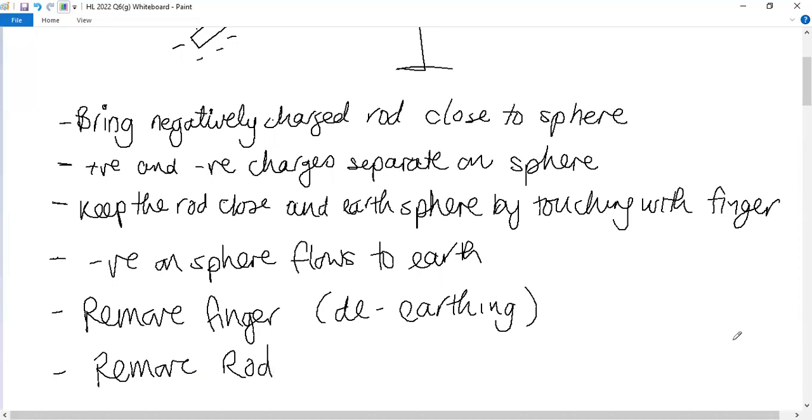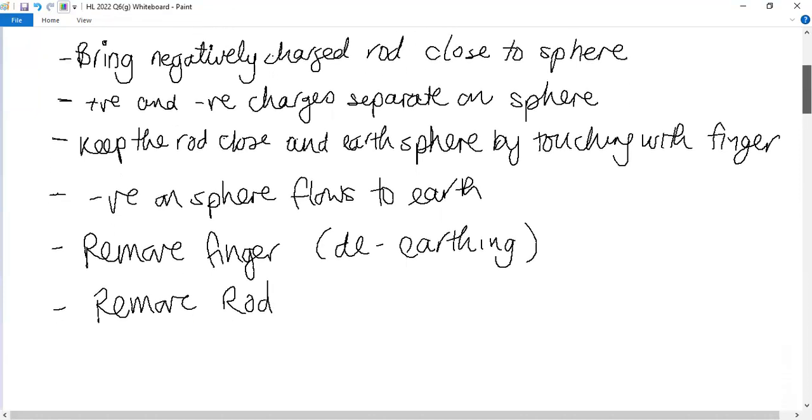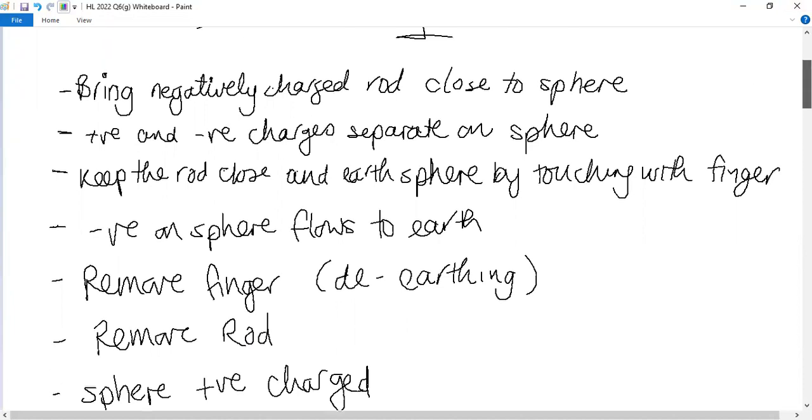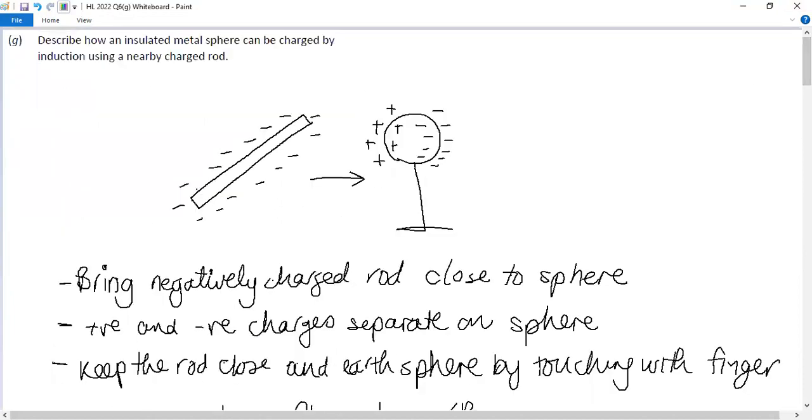And then you have a sphere that is positively charged, okay? So my last point, just to say what I have: sphere is positively charged. So I've done what they asked me in the question. They said, how can an uncharged metal sphere be charged by induction using a nearby charged rod? So this is induction because you're using something that's charged to make something else charged. It's inducing a charge. The rod is inducing a charge in the sphere.